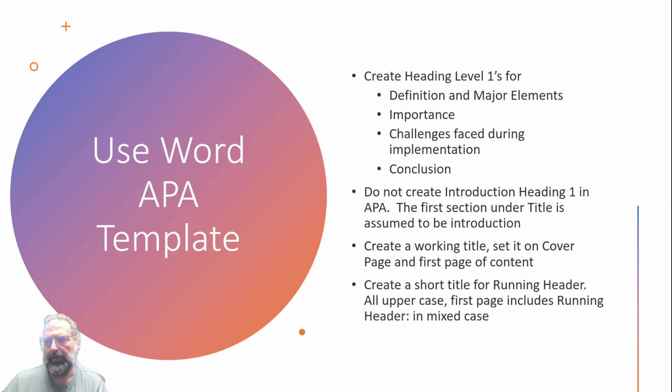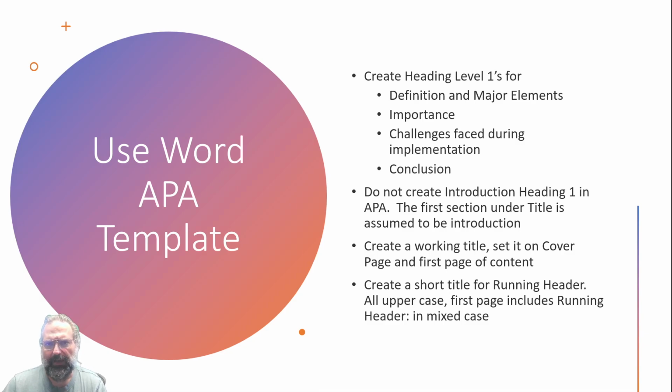So you don't have a heading 1 that corresponds to the introduction. That's what we talked about a moment ago. But you will have heading level 1s for those 3 items, the definition, importance, and challenges. And then the conclusion also has a heading 1. Heading 1 is bold and centered. You'll see an example of it in a little bit.